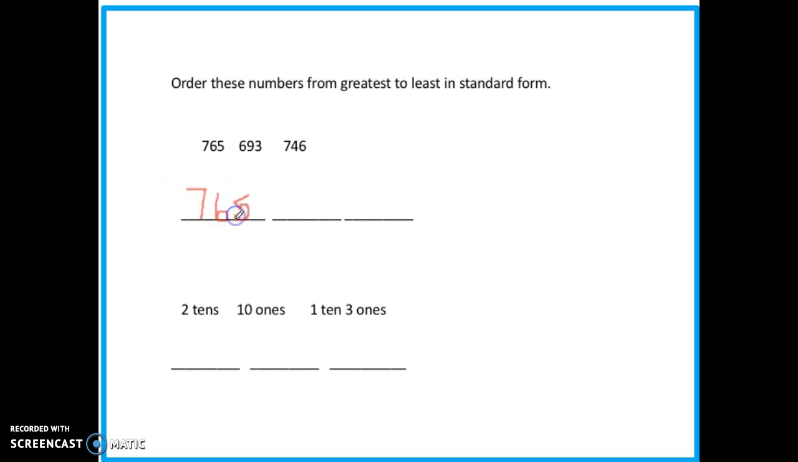765. Our next biggest number, 746. And the next one is 746. Oh no, I made a mistake. It is not 746. We just wrote that. It's 693. See, even teachers make mistakes. So our biggest one is 765. Then we have 746. Then we have 693.